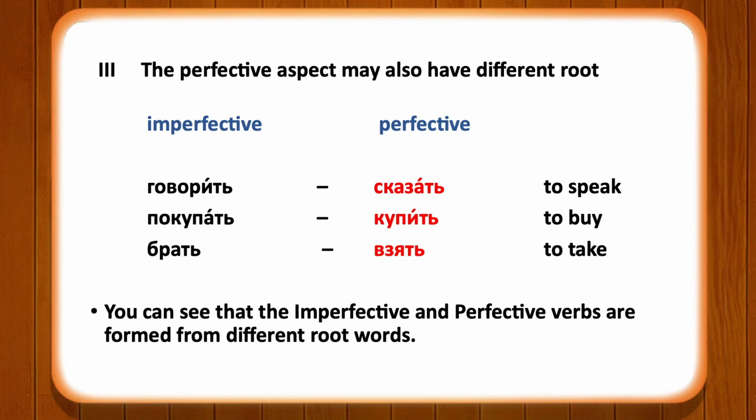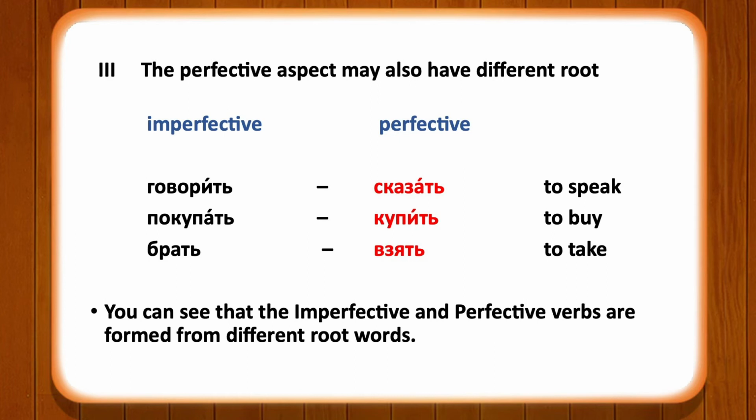Gavarij, you have learnt this verb gavarij, which means to speak. Gavarij is an imperfective aspect verb. The perfective aspect of this verb is skazaj. Gavarij and skazaj both mean to speak. Gavarij is an imperfective aspect verb and skazaj is a perfective aspect verb.